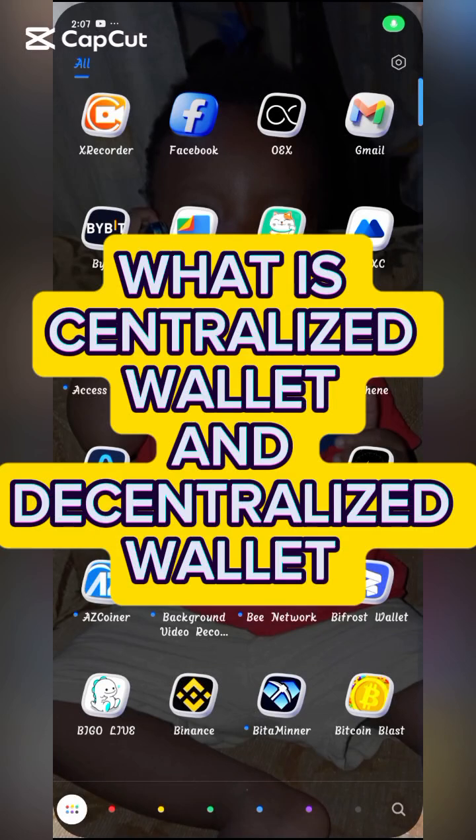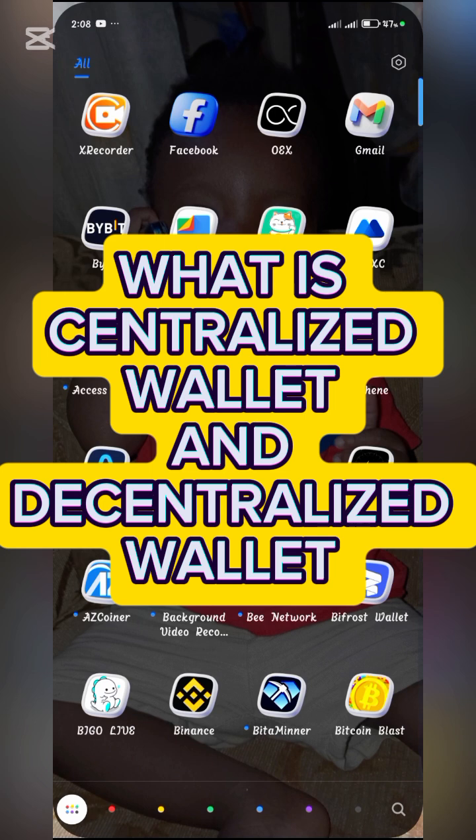Hi guys, we want to discuss centralized wallets and decentralized wallets to know the difference between these two, whether Binance is centralized, whether Bybit is centralized, or MetaMask, Bitget, whether they are centralized or decentralized. We want to know the process now.